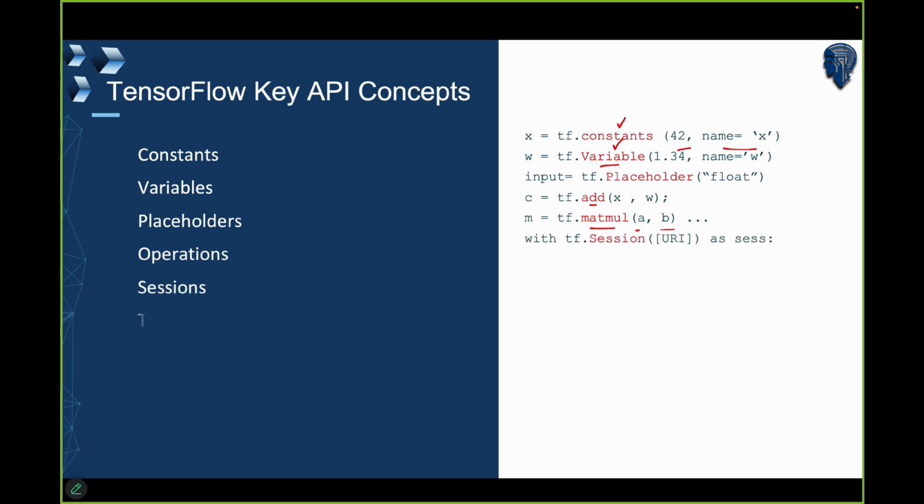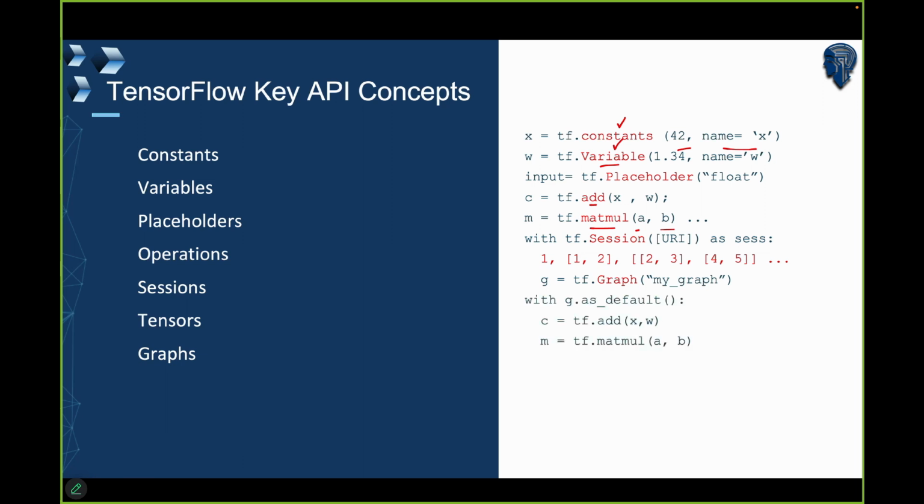Sessions, you can create sessions. You can create tensors, which are nothing but optionally multi-dimensional matrices in a high dimensional space, which we deal with whenever we work with a large language model. We will be using tensors. And graph, the relationship between vectors like this, with g as default, add and matrix multiplication examples.